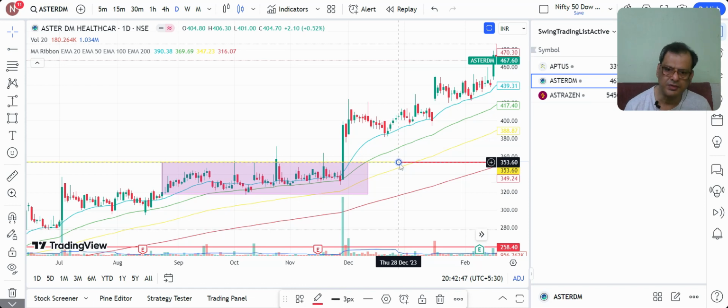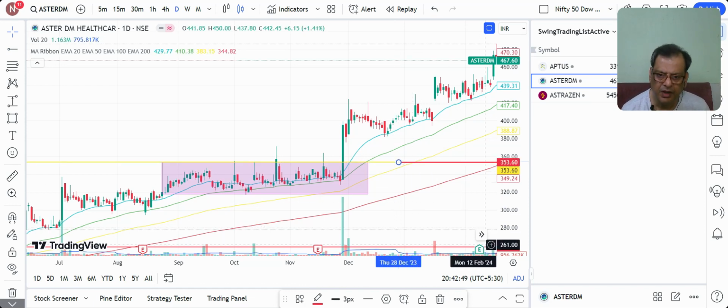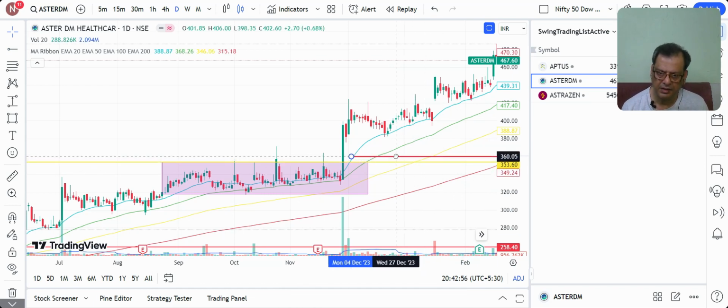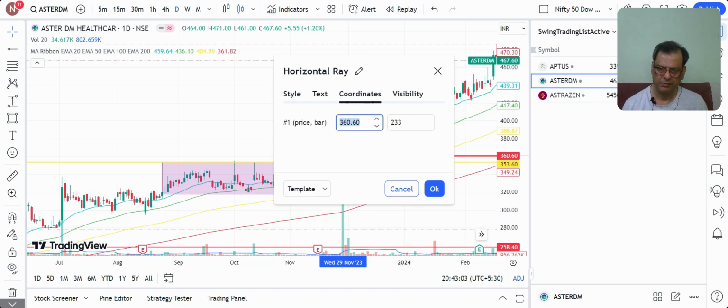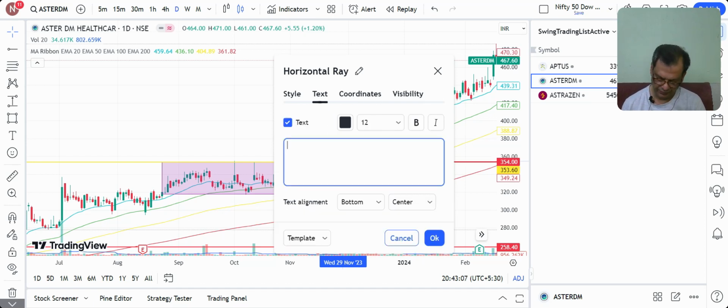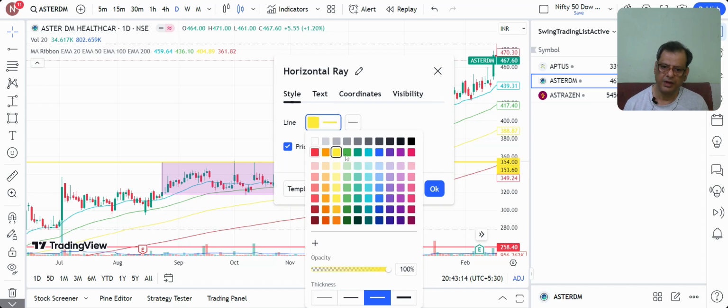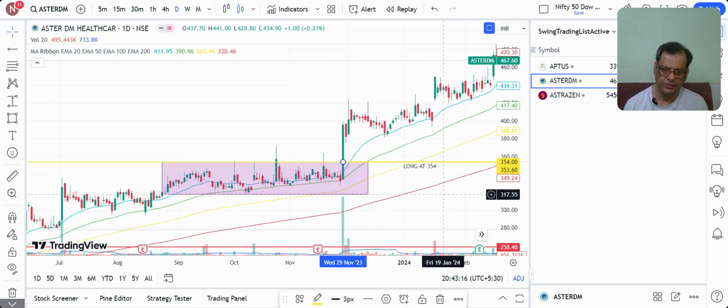Let me place a horizontal. 350, 360 is the line, right? So place it at 357 or something. 354. Place this at 354. Give it some buffer. Long at 354. Style. Yellow for entry. Okay. So we've gone long at 354.